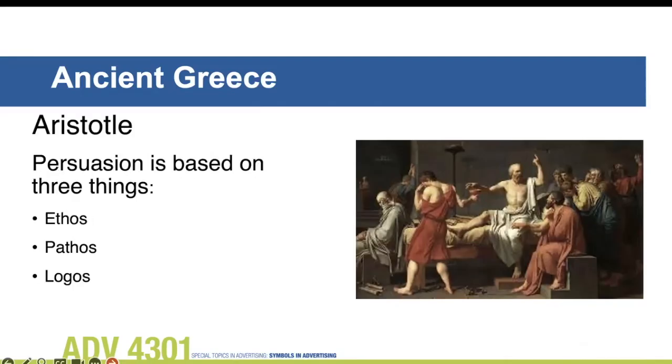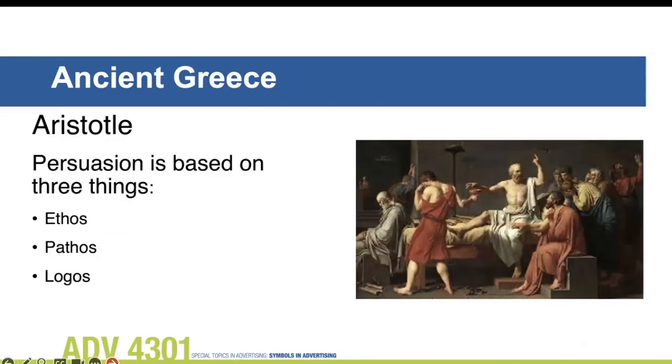Aristotle is the next one, also ancient Greece. He writes that persuasion is based on three things: the ethos or personal character of the speaker, the pathos or getting the audience into the right kind of emotional receptivity, and the logos, or the argument itself, carried out by something like deductive reasoning. Like, for instance, if A and B are true, then that means C is true.